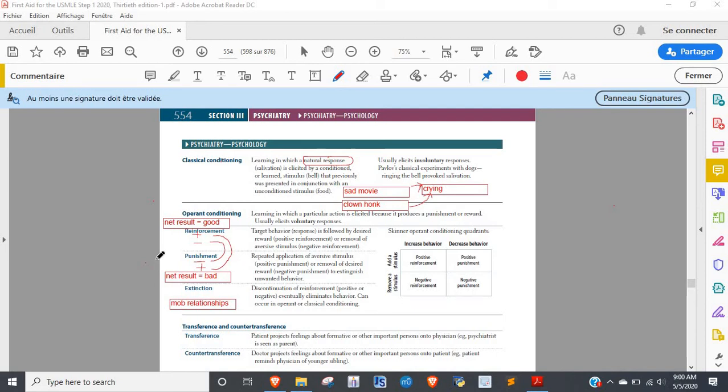So for negative punishment, again, since it's punishment, the net result is always bad. We're going to remove something to have a bad result. So we would say, for example, oh, I'm going to get rid of your laptop because you got a bad grade. Or I'm going to beat the hell out of you. Positive punishments. You're not removing something, you're adding something with a bad net result.